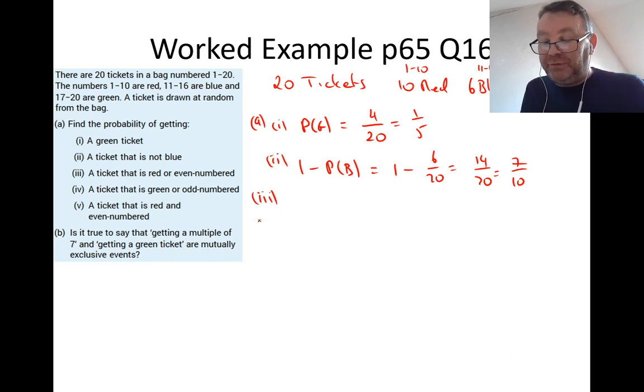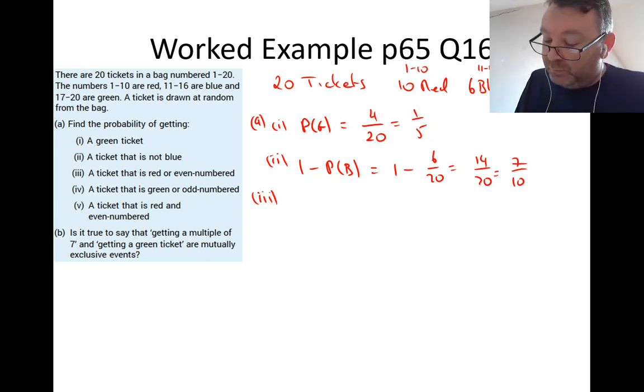A ticket that is red or even numbered. Now, a ticket that is red or even numbered. Pause. The word or. Are they mutually exclusive? Are they non-mutually exclusive? Can red and even happen together? Are there even red tickets? Go up here. Yeah, between 1 and 10 is red. So that means 2, 4, 6 and 8 are even reds. So this is not mutually exclusive.